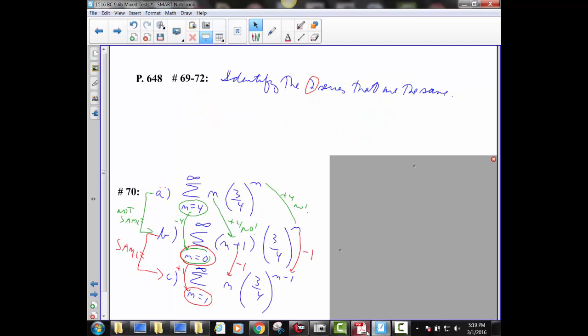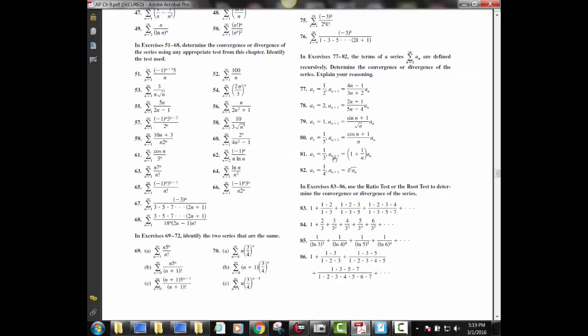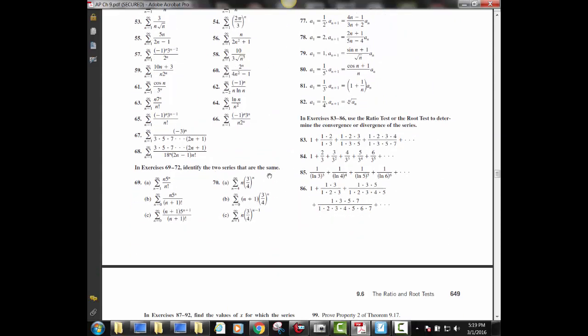69 to 72, I do want you to see that right here, okay? Identify the 2 series that are the same. So they're going to give you 3 series, and they want you to identify which are the same. Now you'll notice they all have an n factorial or an n plus 1 factorial in the denominator. They all have an n or an n plus 1 times a 5 to the n or 5 to the n plus 1. But you'll notice the limits of summation are different. This one's n goes from 1 to infinity, the other two are 0.